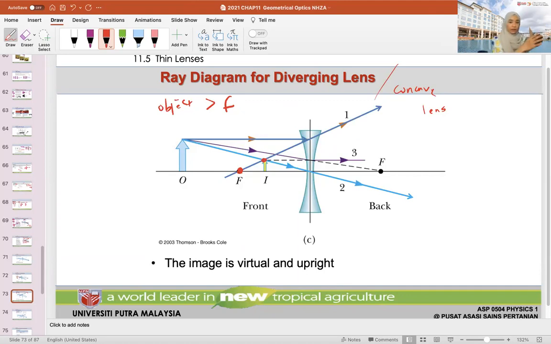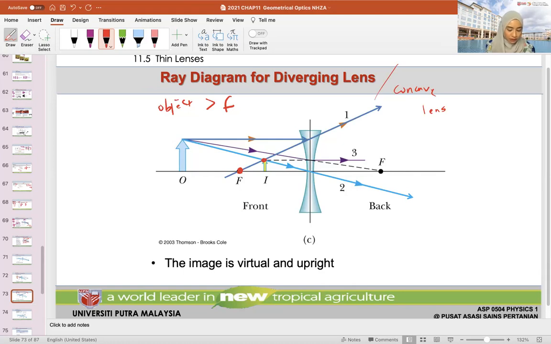Physics number one. What is the table for lens? We're almost done with chapter 11. We don't have a table. Oh, we do. Okay, it's on page 164.